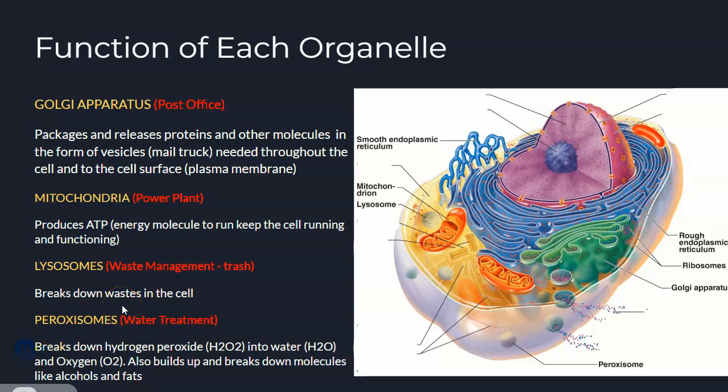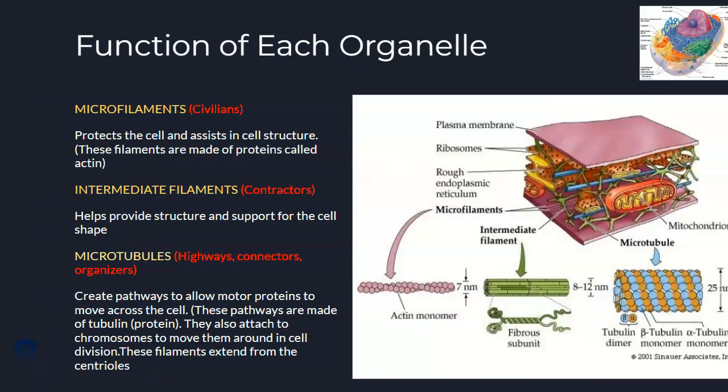Lysosomes and peroxisomes both assist in breaking down things. Lysosomes help to break down waste in the cell, kind of like waste management or trash, or a dump truck. And peroxisomes help with breaking down things like alcohols and fats, but the main thing is it helps break down hydrogen peroxide into safer components such as water and oxygen.